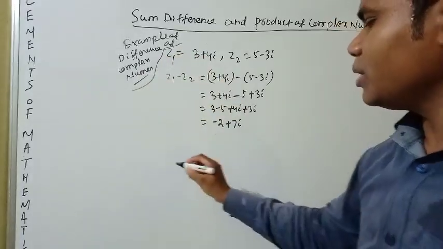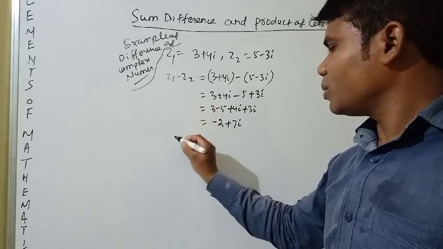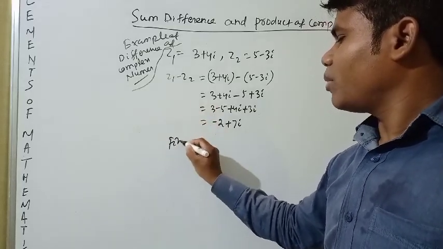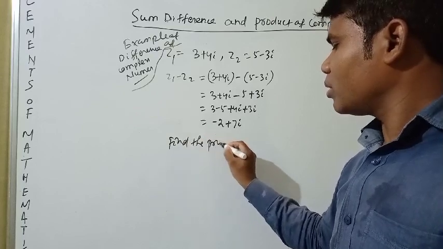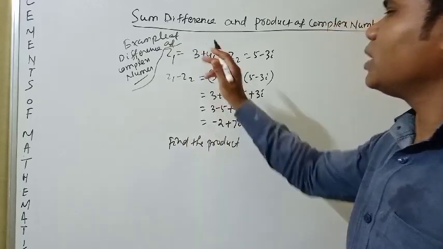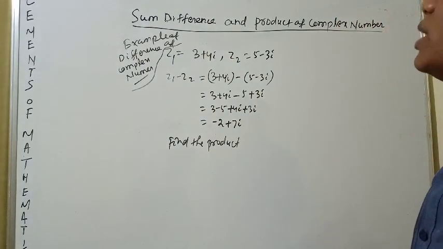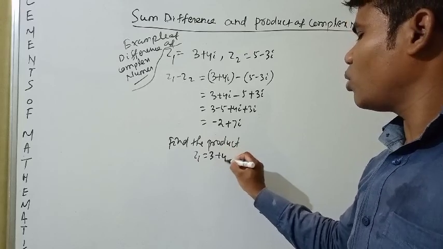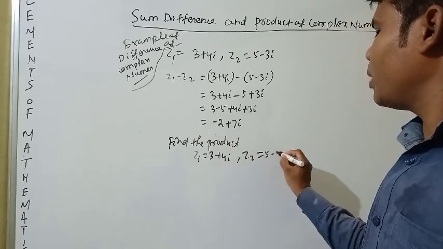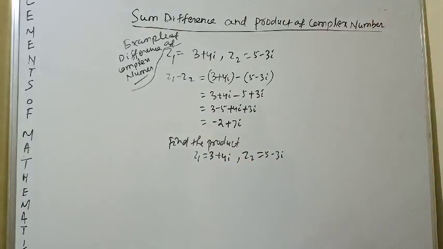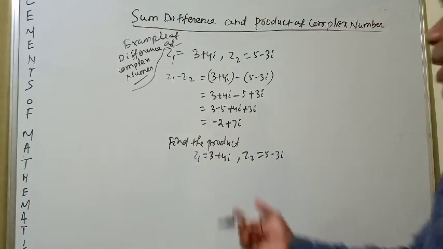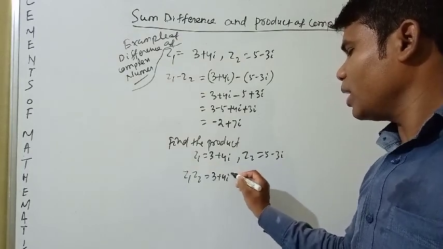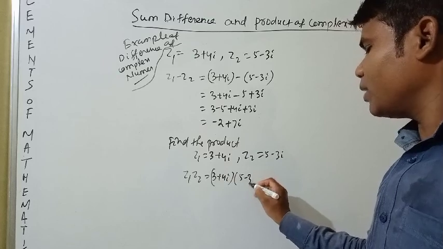You see, find the product. Suppose Z1 is equal to 3 plus 4i, and Z2 is equal to 5 minus 3i. If you multiply, that means if you find the product, Z1 into Z2 is equal to 3 plus 4i multiplied by 5 minus 3i.